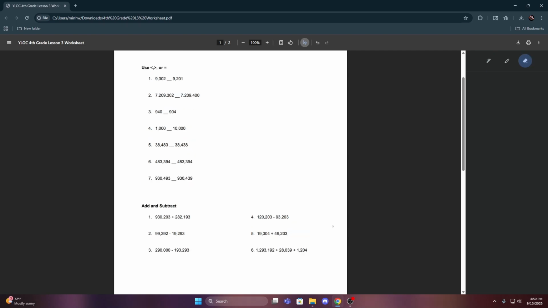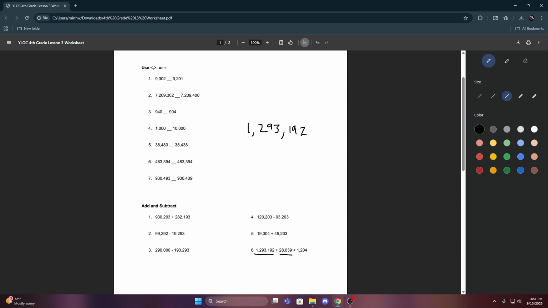Now moving on to number 6. In order to have more room, I will do my work up here. So for these types of questions, I will approach them one at a time, adding only 2 numbers together at a time. So let's just start with these 2 numbers first. 1,293,192 plus, and again make sure you line up these place values, 28,000, which would start right under this 9.